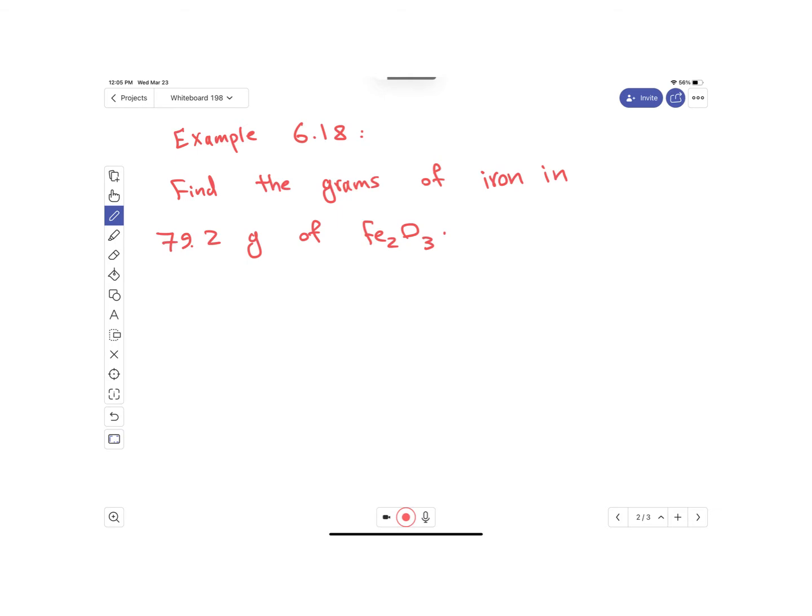Can you also explain to your friends how you solve the problem? So I'm going to do the molar mass of the entire compound. It would be 2 times the molar mass of iron, which is a little over 55, plus 3 times the molar mass of oxygen, which is a little over 15, or a little under 16.